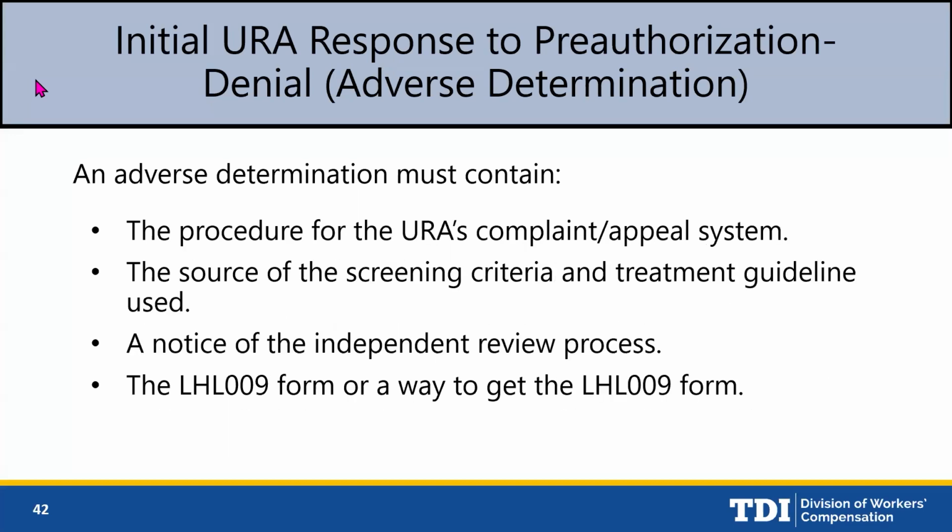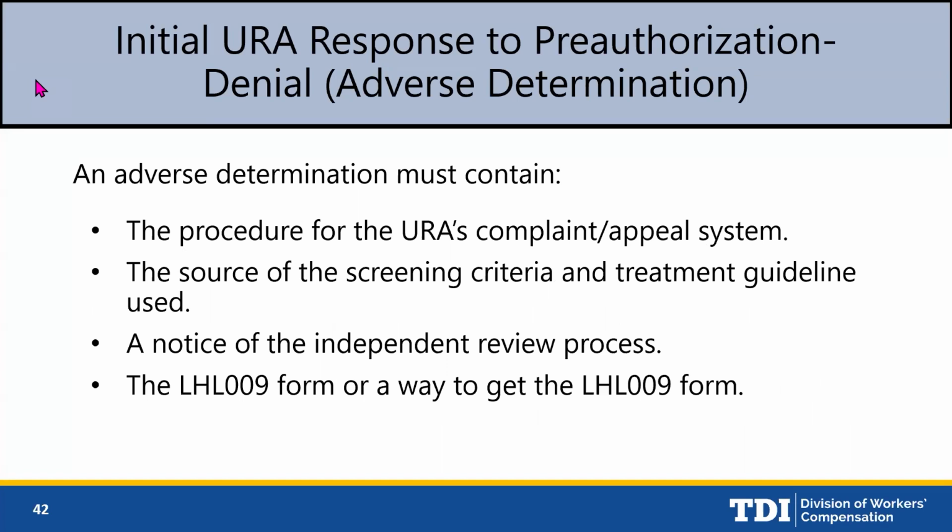It also must contain the procedure for the URA's complaint and appeal system. That includes the LHL Life Health Licensing Form 009. That is the appeal form. So they're going to give you that in their adverse determination.